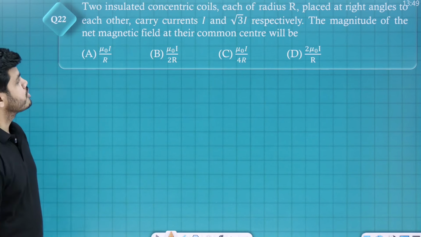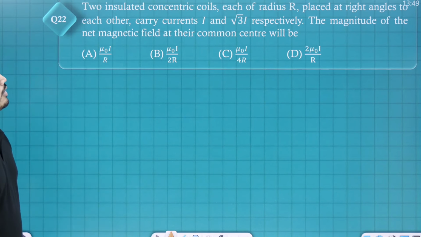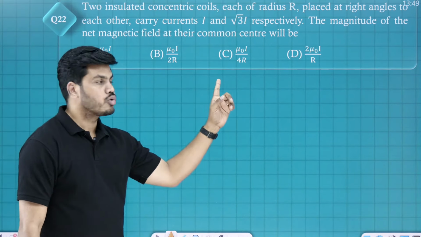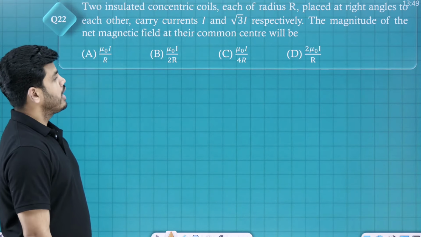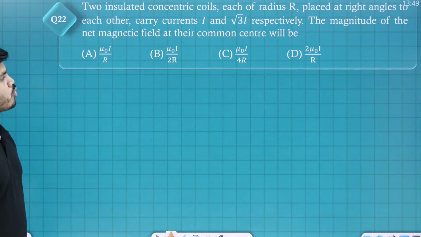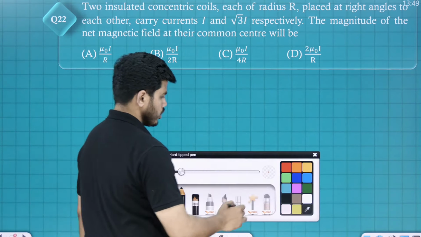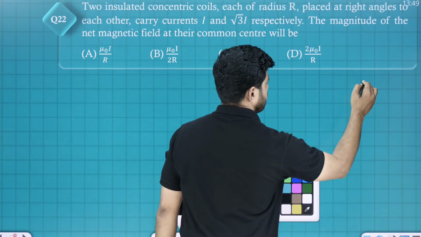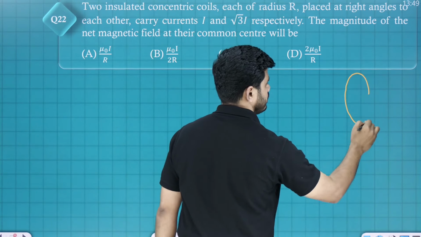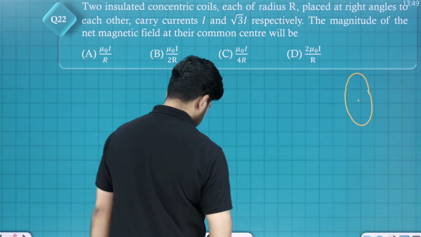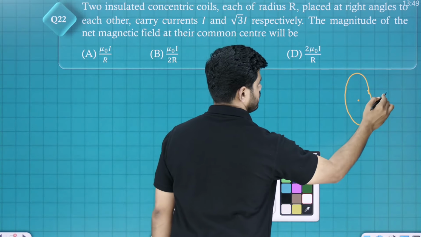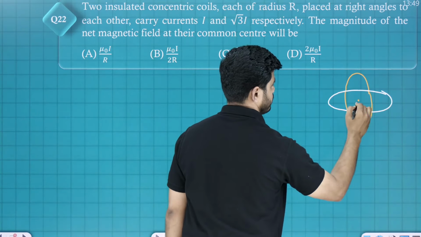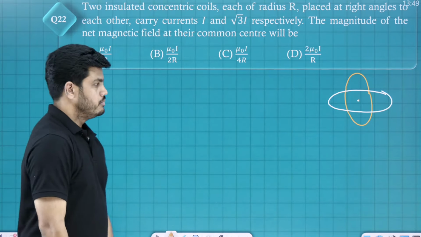Two insulated concentric coils, each of radius r, placed at right angles to each other, carry currents I and root 3I respectively. The magnitude of the net magnetic field at their common center will be. So we have two circular loops. One of them is kept like this, and the second one is kept perpendicular to that, its plane perpendicular to that plane. So this is the way we keep it.